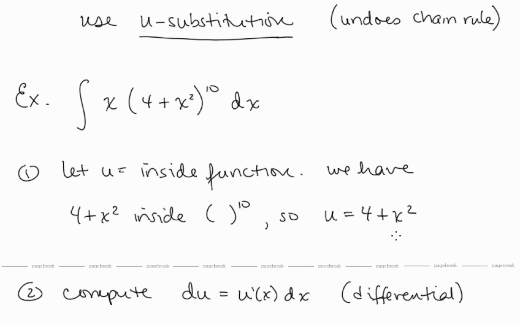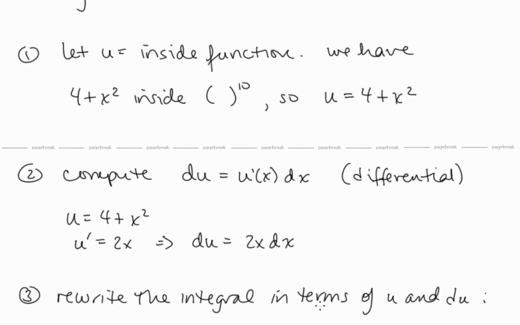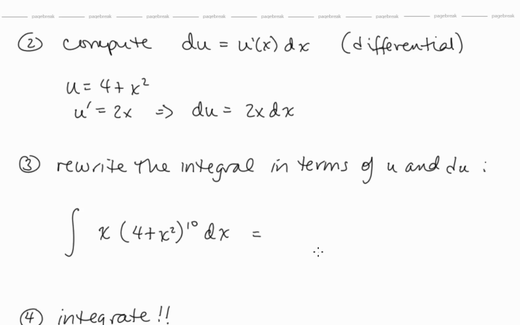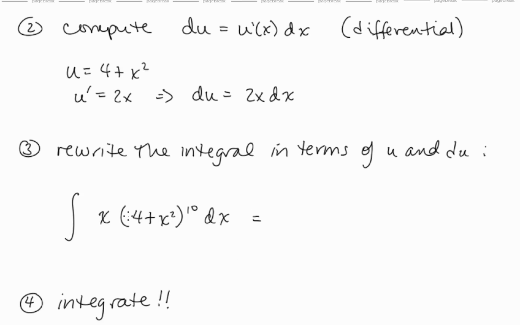That's step 1. Step 2 is to compute the differential du, and that's going to be u prime of x dx. So we look at u is equal to 4 plus x squared. Its derivative here is 2x, and so du is going to be 2x dx. Now we want to rewrite our integral in terms of u and du. So we want to take the original integral, which was x times (4 plus x squared) to the 10th, and rewrite it in terms of u and du. So what do we have here?